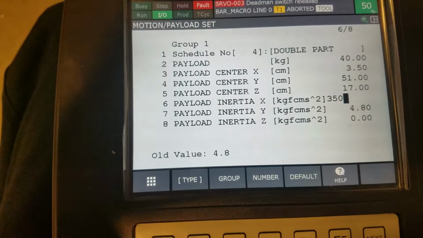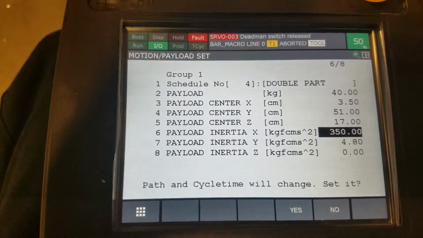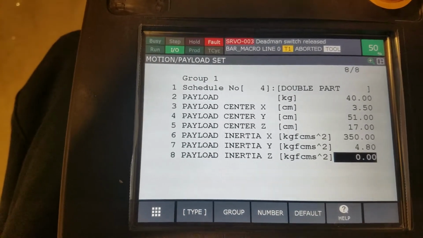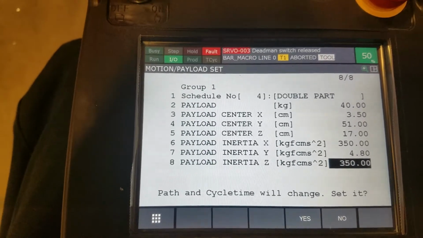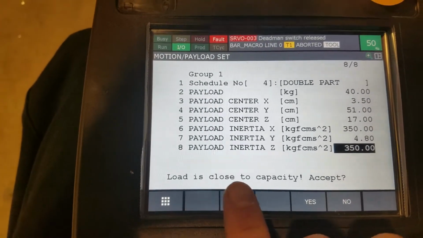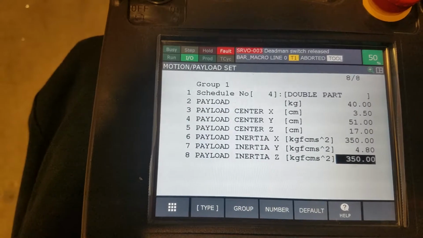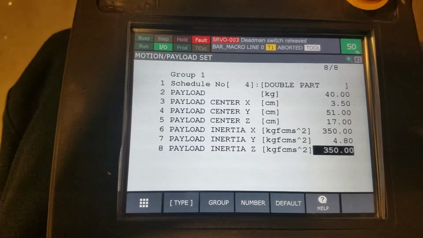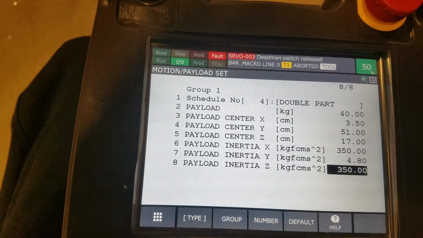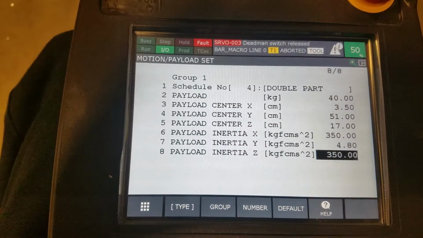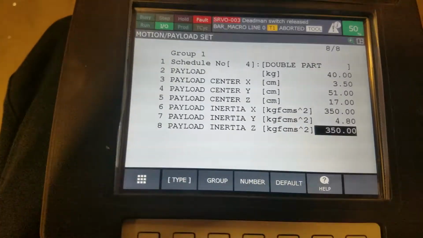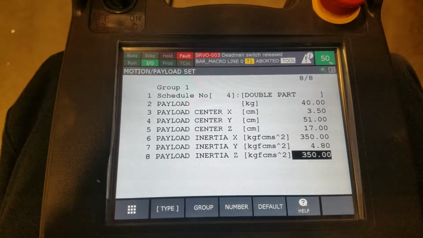And I'm worried that this is going to be too much. Oh hey, look, it's close to capacity. We bought a giant robot, so hopefully it'll pick this part. If not, then we'll have to just change the layout of where the part gets presented to the robot. We were trying to pick it off the end to make it easier for the design.